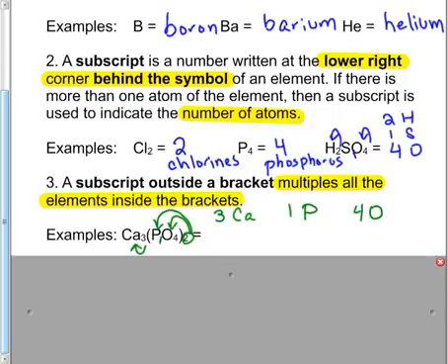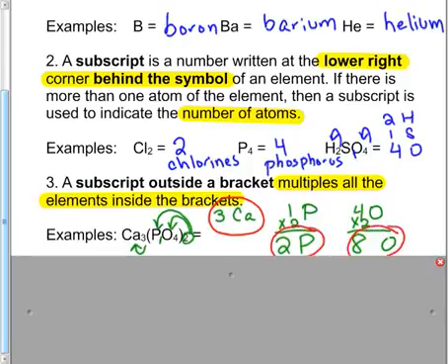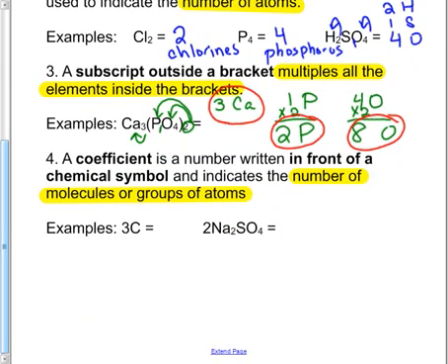So rather than 1 phosphorus, we have 1 times 2. We have 2 of the element phosphorus. Rather than 4 oxygens, we have 4 times 2. We have 8 oxygens. So overall, here, we have 3 calciums, 2 phosphorus, and 8 oxygens. If we were to add them all up, 3 plus 2 is 5, plus 8 is 13. So this chemical has 13 different atoms, but only 3 different elements, calcium, phosphorus, and oxygen. Sometimes when we have a chemical, that chemical has a coefficient.